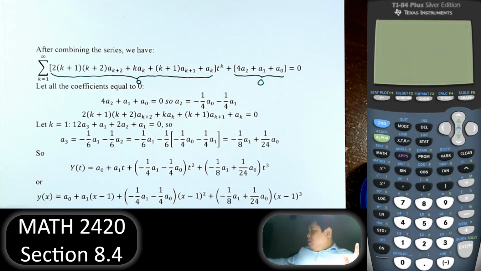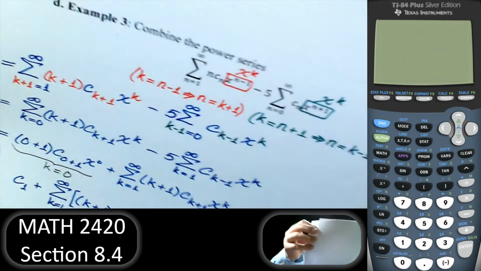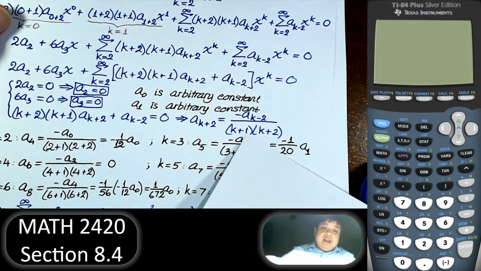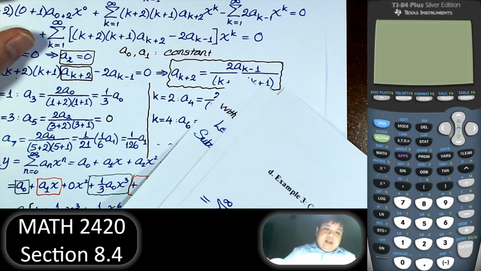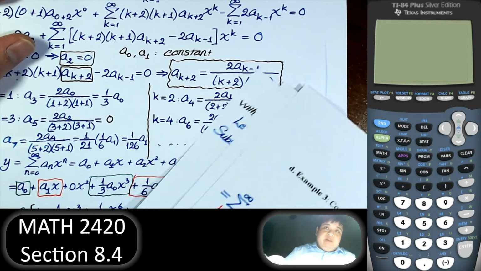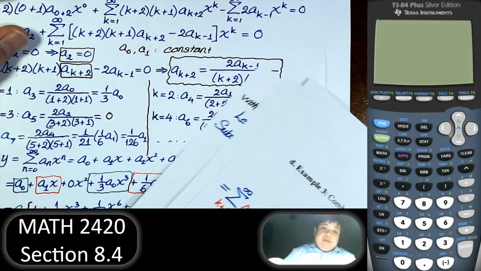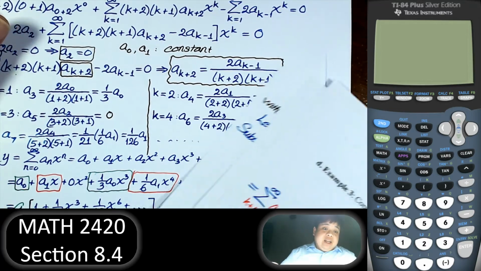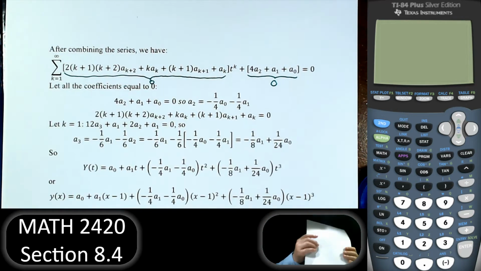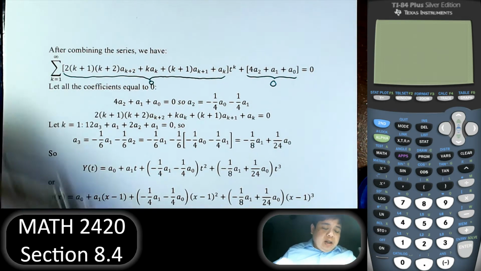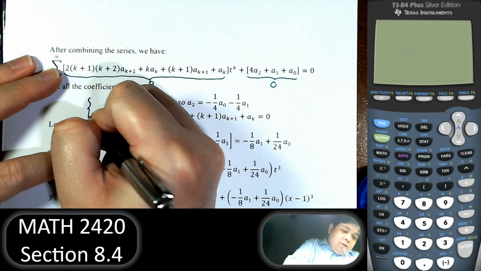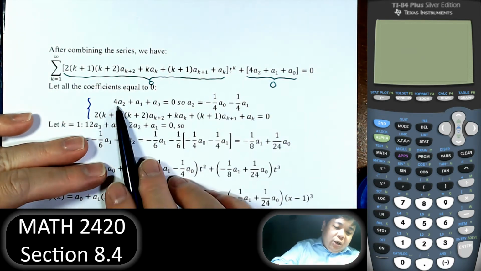A calculator only works if the relation is something like this, where one term depends on only one other term. This term depends on that term. We do not have another a sub k or a sub k plus 1. So if it is more than one term, we cannot use a calculator. But regardless, the coefficient must be equal to 0. So that has to be equal to 0.